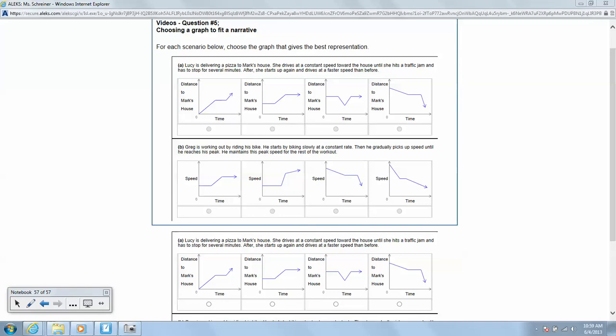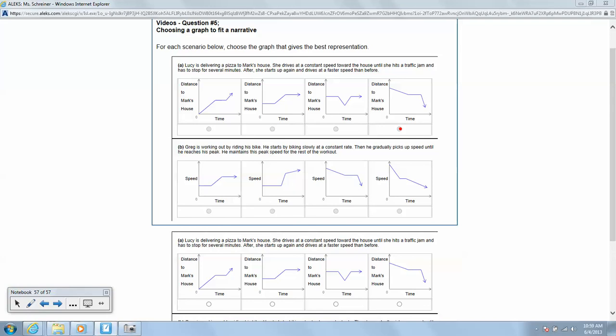And she is driving towards his house at a constant speed. So that means she's getting closer to his house. So this is the only one that has her being far away from his house and then slowly getting closer. Then stopping because of the traffic jam, and then she starts up again and drives at a faster pace than before. So she's getting closer to his house in a quicker time. So we want to pick this one.